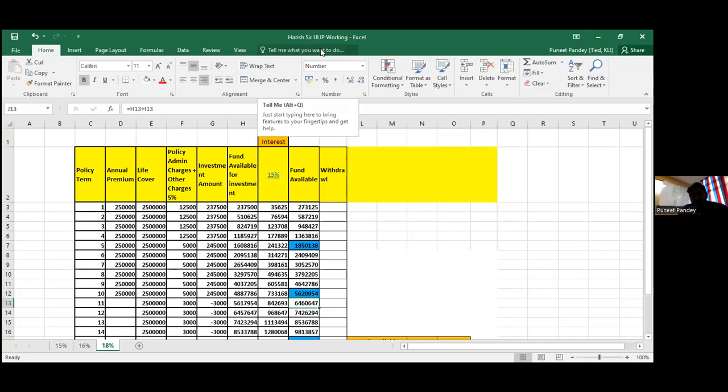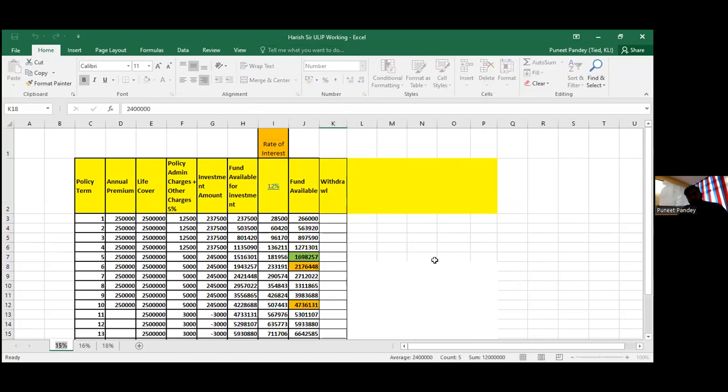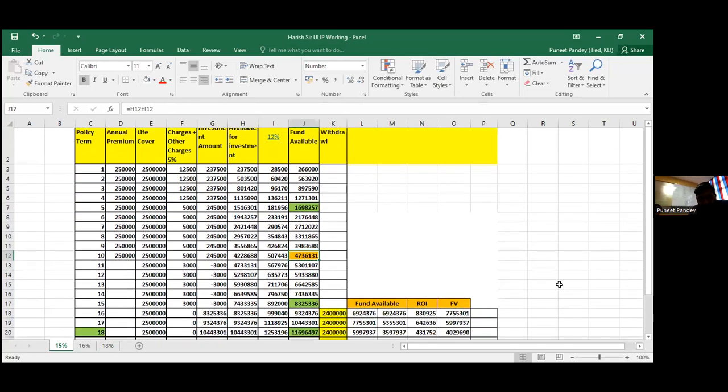Sir, if possible, can you show the 12% one, sir? Yes, 12%. If you come down, sir, say the 10th year you stopped investment. So at the end of the 10th year, the total amount was 47 lakhs, right? 47.3 lakhs. Now if you come down, how many years did it take to double, sir?